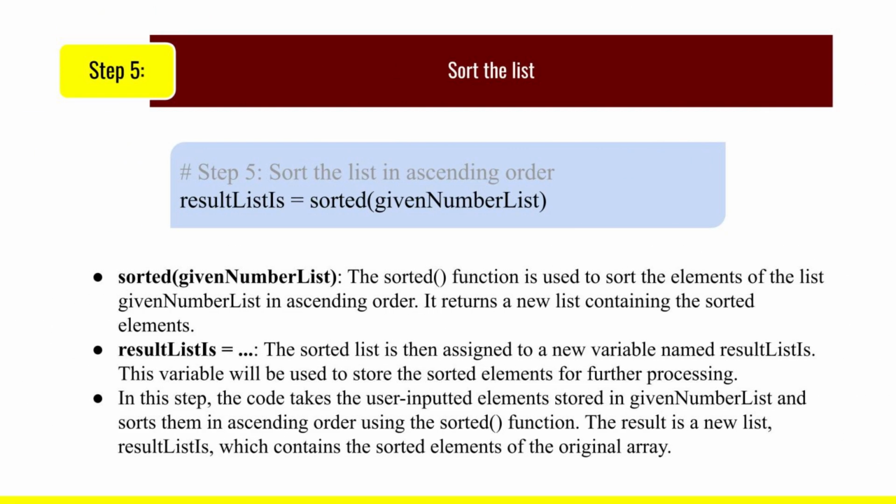Now, in step 5, we sort the list in ascending order. The sorted function does the heavy lifting, arranging the elements from the lowest risk, 0, to the highest risk, 2. This sorted array will help us present the items systematically based on their risk severity. Let's move on to the final step.